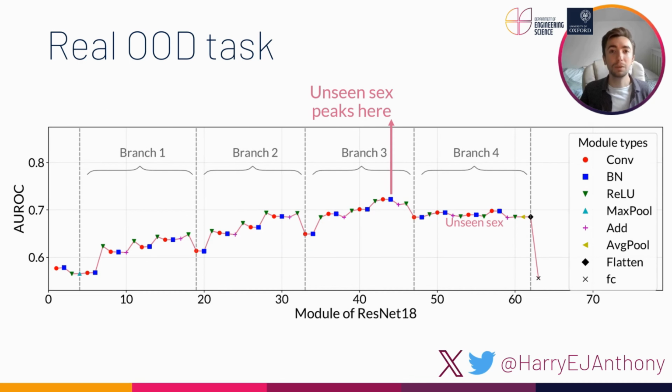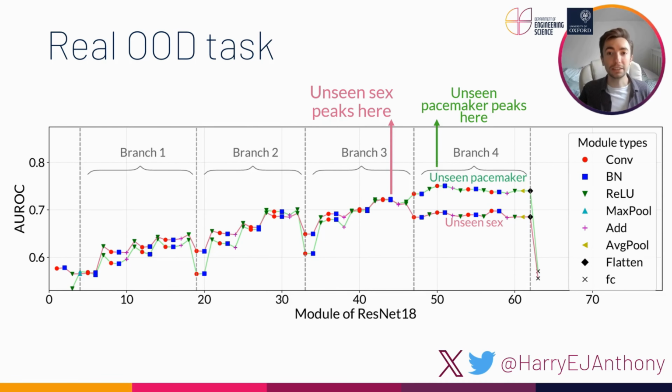So firstly, we looked at the AUC for Mahalanobis score over the modules of ResNet 18, similar to what we did with our synthetic tasks. So here are the results for our unseen sex task across the modules of ResNet 18. We see here that it's most detectable in the middle of the network. And here we've highlighted the branches we're using for multi-branch Mahalanobis with the grey brackets.